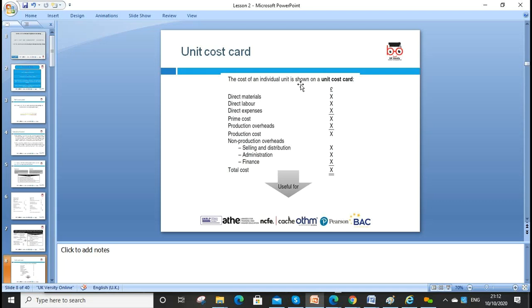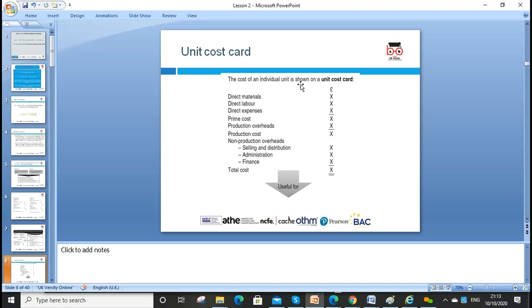Okay, so the unit cost card: how do we calculate the cost of a unit of the product? Direct material, how much material we have used, how much labor we used, any other direct expense. If you add them all, we call it prime cost, also known as direct cost. Then we have production overhead. Overhead can be anything which we can't trace within a product but still is a cost. That's called production overhead, like packaging material or various other costs.